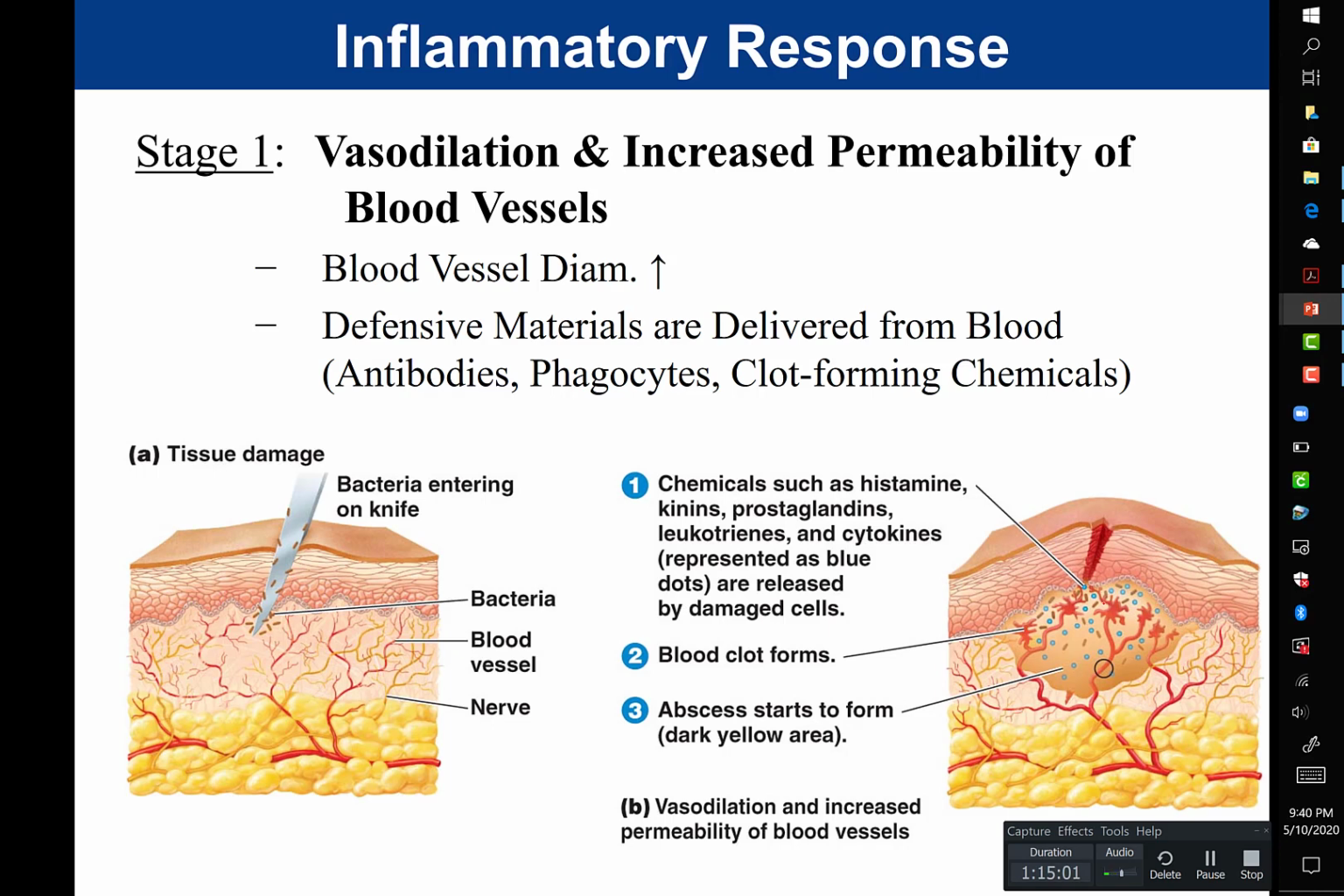So we get vasodilation and increased permeability. What is meant by increased permeability is that blood vessels start to become leaky. They become more permeable, which means that things that are in the blood can get out of the blood vessels and into the damaged tissue where the infection is. And so that's stage 1, vasodilation and increased permeability.